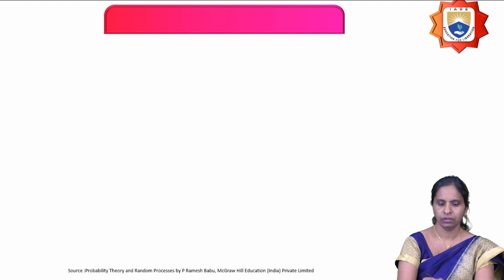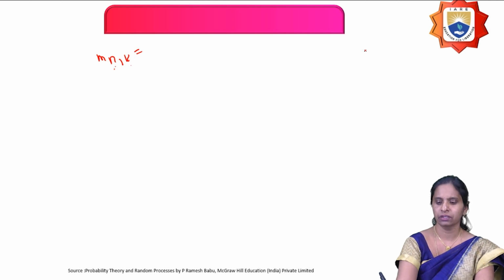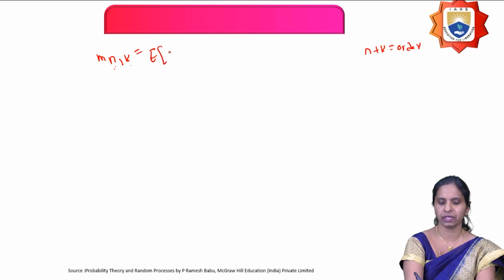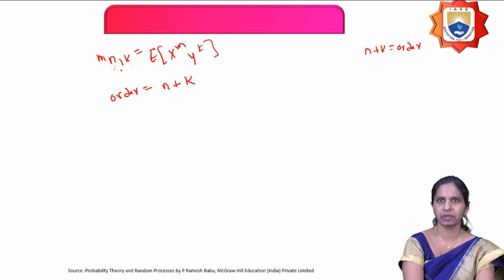Now, what is the order? If I take m comma n, it is m plus n order. If I take only n comma k, what is the order here? It is n plus k. Therefore, the formula is expectation of x power n into y power k. So what is the order here? The order is equal to n plus k.